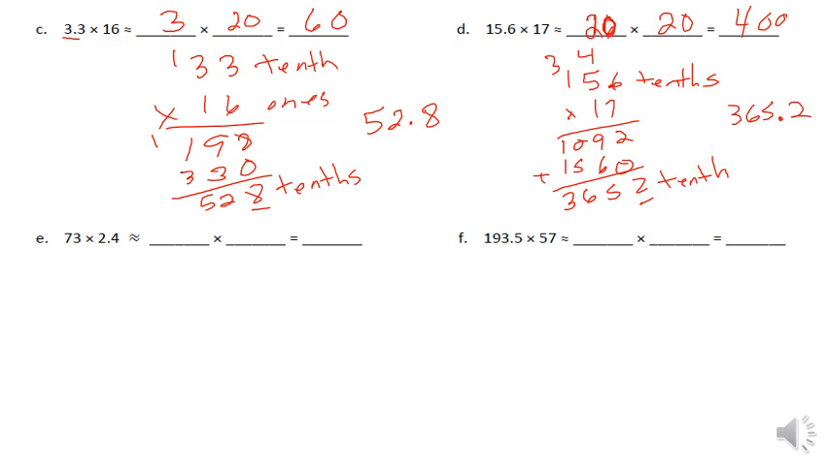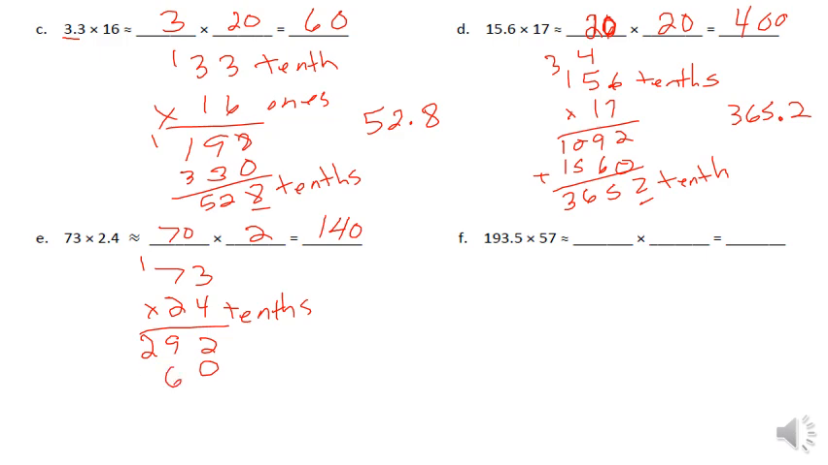Question E, 73 is closer to 70. 2.4 is going to be closer to 2. And so we have, answer should be approximately 140. So we have 73 times 24 tenths. 4 times 3 is 12. 4 times 7 is 28, and 1 is 29. We have 20 times 73, so we're going to take the 10 out. And now we have 2 times 3 is 6. 2 times 7 is 14.